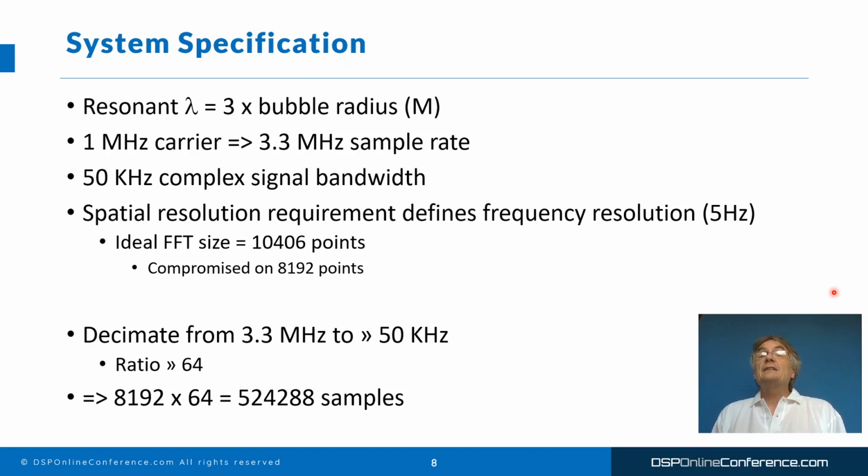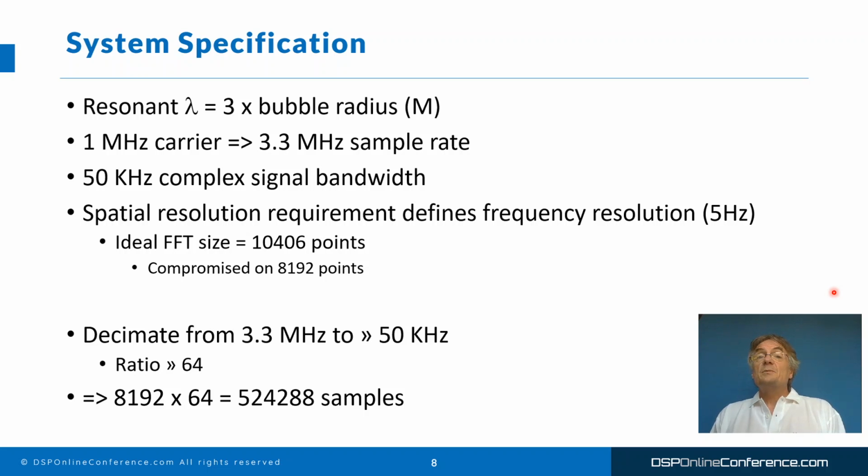In this application, we used an off-the-shelf A to D converter that ran at 3.3 megahertz, so nicely oversampled from our high frequency carrier system. But if you think about requiring a suitable resolution of a 50 kilohertz bandwidth when a sample rate of 3.3 megahertz is used, it turns out that you need a very, very large fast Fourier transform, about 500,000 points.